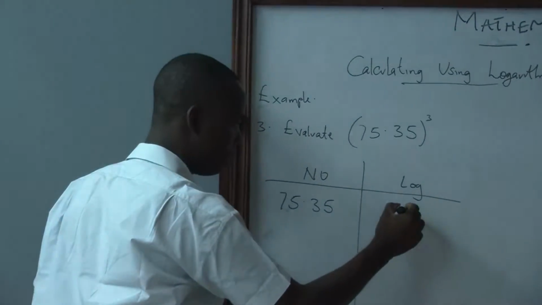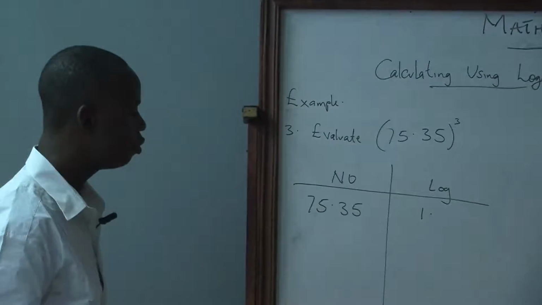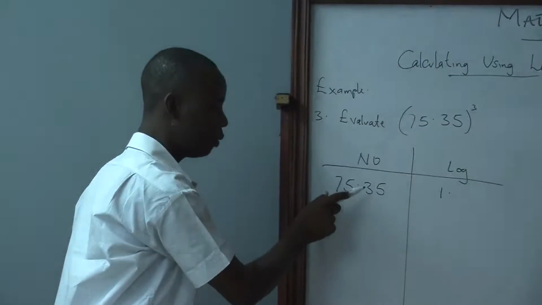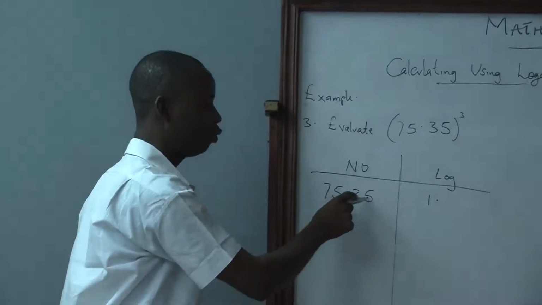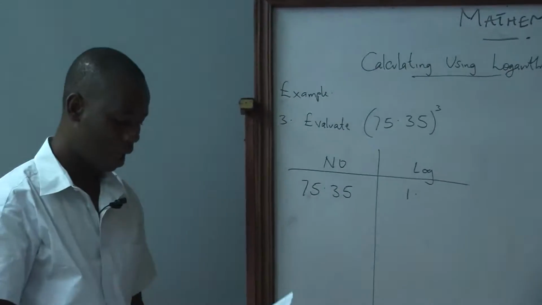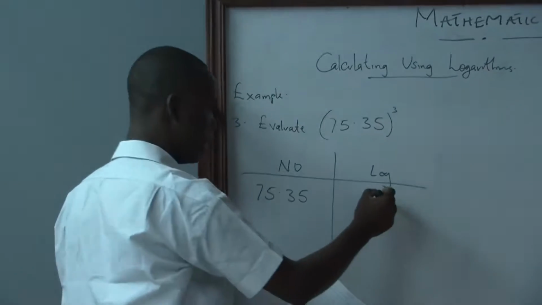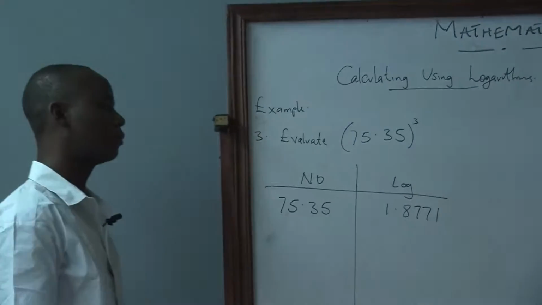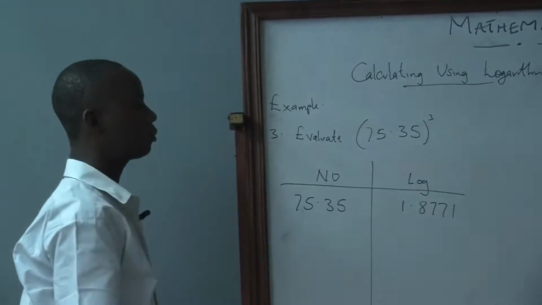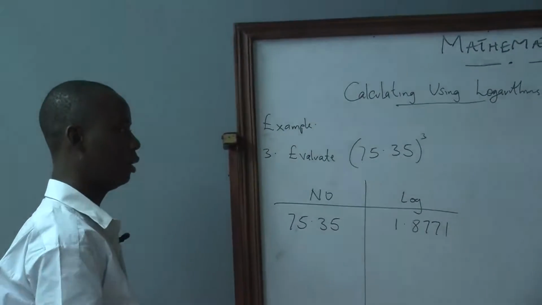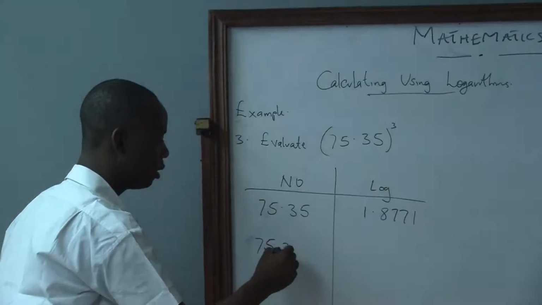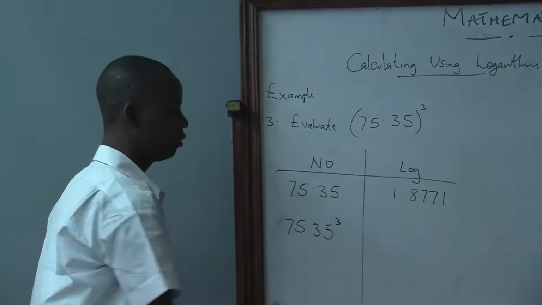The characteristic of this number will be what? 1. Beautiful. 1 point. Then we're going to look for the column where we have 75 under the row 3. Whatever value we have there, we add it to the difference we have under 5. And that value is 8771. We have the log already here. But that is not where we're going. We want to find the power of 75.35 raised to the power of 3.